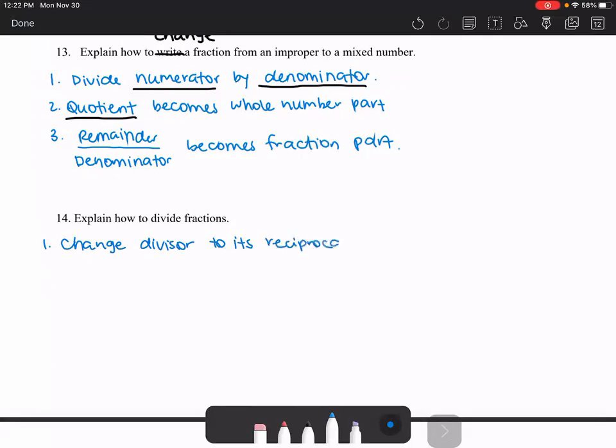And then we're going to change the division sign to the multiplication sign. And then we are going to multiply straight across.